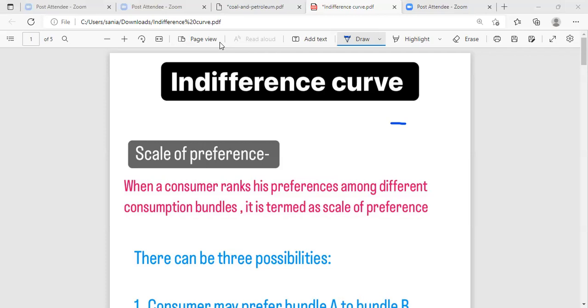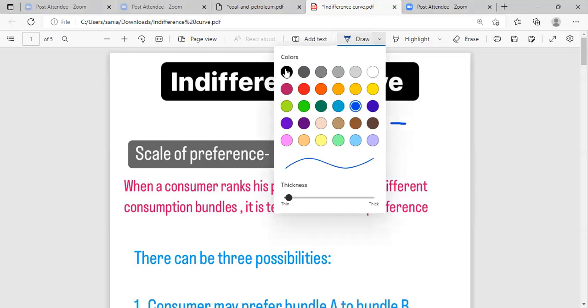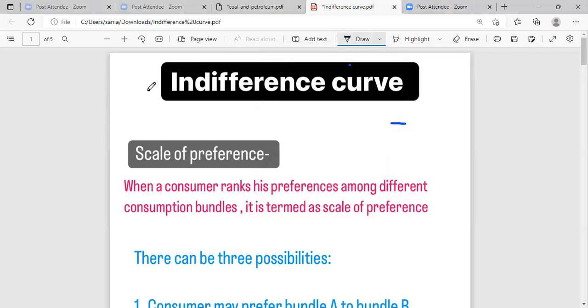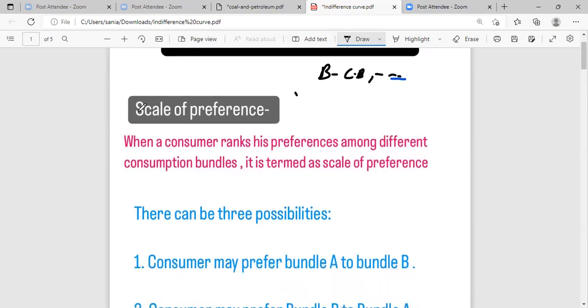Okay, so now today we are going to start the next topic, which is your indifference curve. As we discussed budget line, today we'll be similarly discussing indifference curve. Before discussing budget line, we discussed a few points like consumption bundle, all this, right? So today we'll be discussing indifference curve, but before indifference curve, we'll be discussing a few things. First is scale of preference.